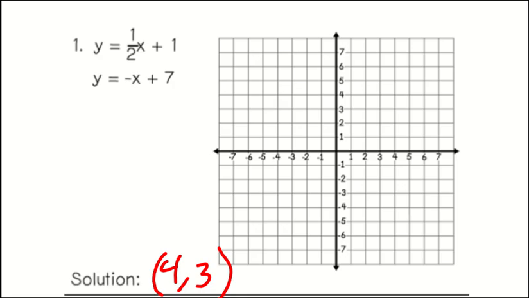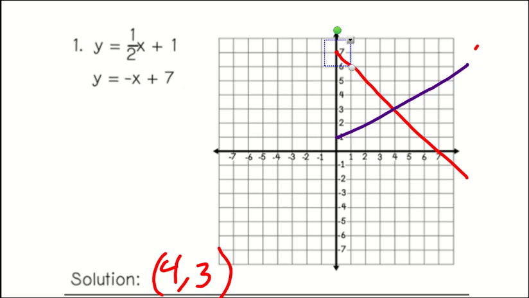Just curious, anybody graph them? One of y'all? So, if you graph them, that second line, we got y-intercept is 7, slope of -1, looks like that. The first line, y-intercept's 1, slope's a half. Line's looking kind of like that. You can see where they intersect.